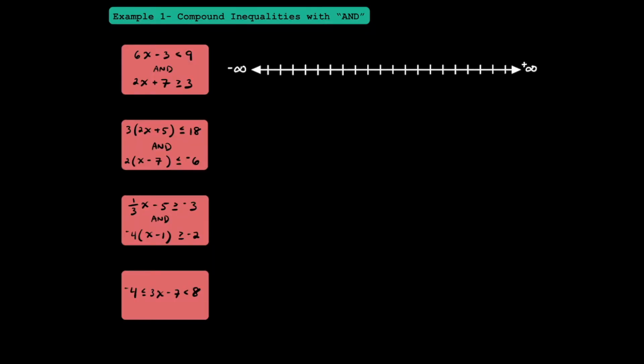In example 1, I'm going to start off by solving some compound inequalities that use the word and. In each of these four examples, we're looking for solutions that make both of the inequalities true. For this first example, let's start off with the inequality 6x minus 3 is less than 9. Our goal is going to be to isolate x to the left side here. To get x alone, I'll start off by adding 3 to the left side and adding 3 to the right side.